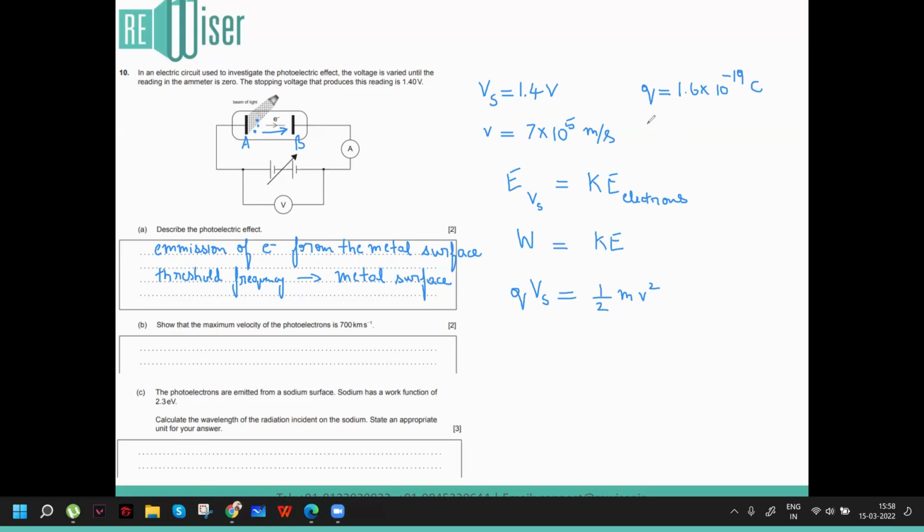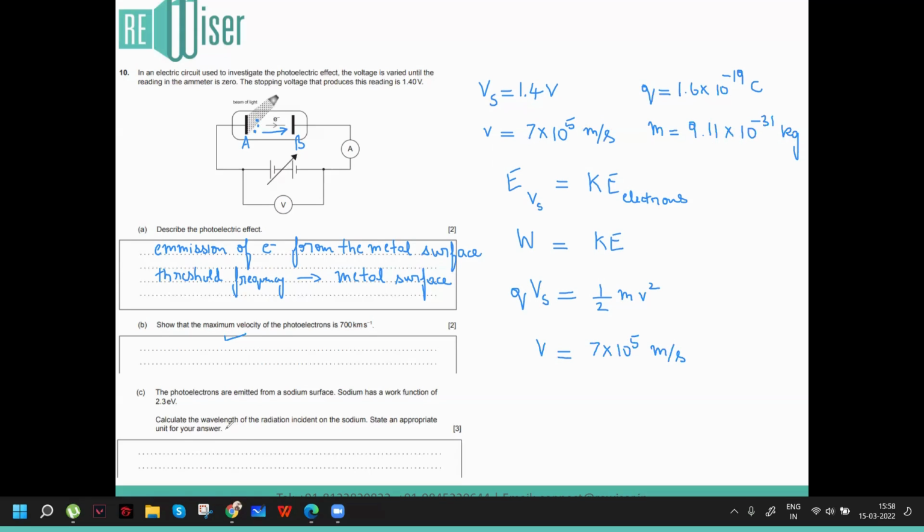M is the mass of each electron, again approximated and taken from the data booklet to be 9.11 into 10 to the power of minus 31 kilogram. When substituted, we get the value of velocity v to be approximately equal to 7 into 10 to the power of 5 meter per second, proving answer B.